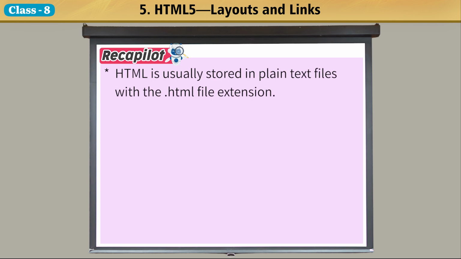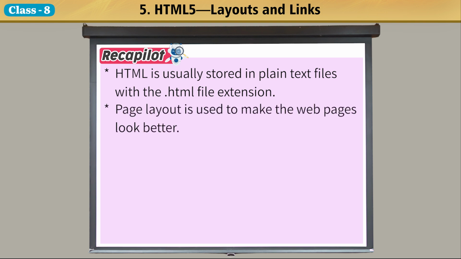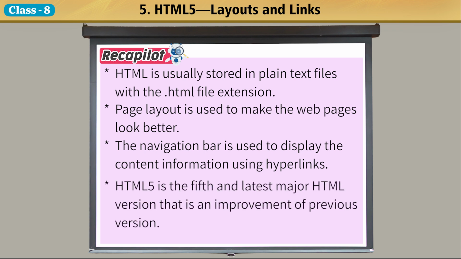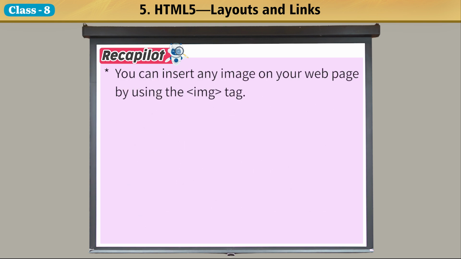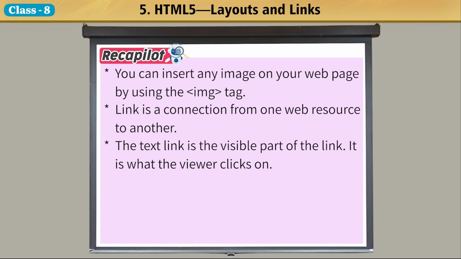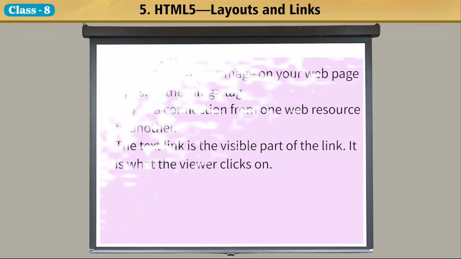Recapitulate. HTML is usually stored in plain text files with the .html file extension. Page layout is used to make the web pages look better. The navigation bar is used to display the content information using hyperlinks. HTML5 is the fifth and latest major HTML version that is an improvement of previous version. You can insert any image on your web page by using the image tag. Link is a connection from one web resource to another. The text link is the visible part of the link. It is what the viewer clicks on.